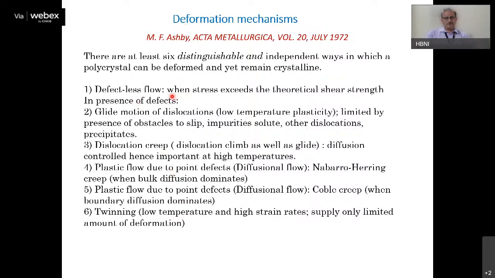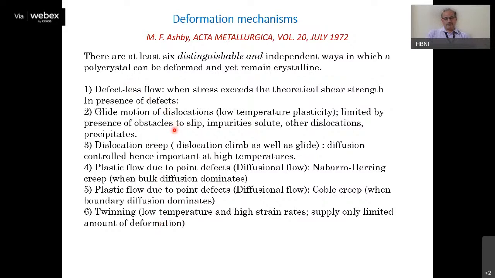One is the defectless flow. As I discussed initially, even in the perfect crystal, when you apply shear stresses, it cannot withstand infinitely large shear stress. There is some finite shear strength, which is called the theoretical shear strength. If your shear stresses exceed this theoretical shear strength, then you will have plastic deformation. This is defectless flow. Other than this, all other deformation methods depend on the defect concentration. So they depend on defects.